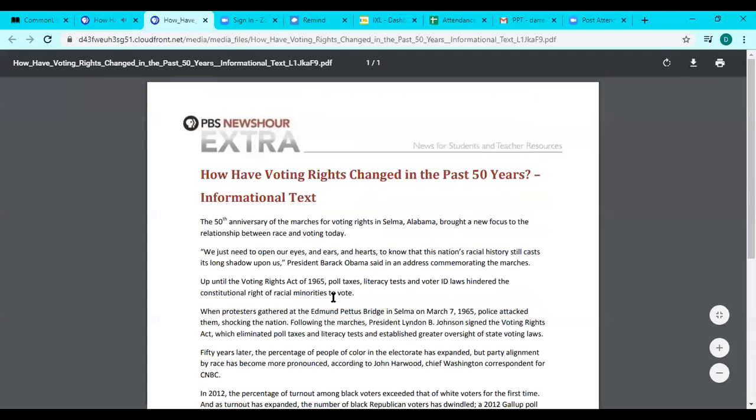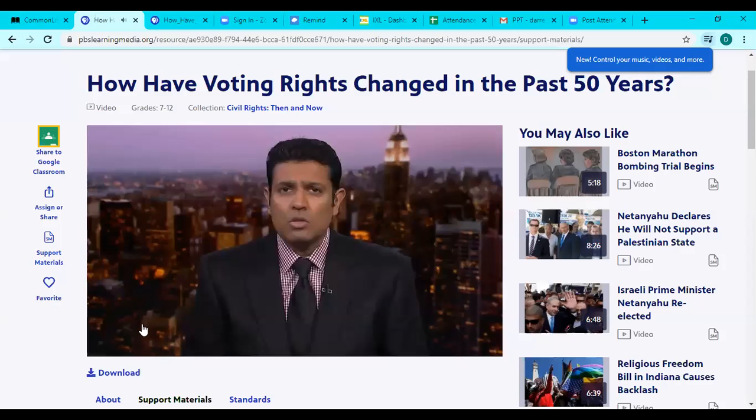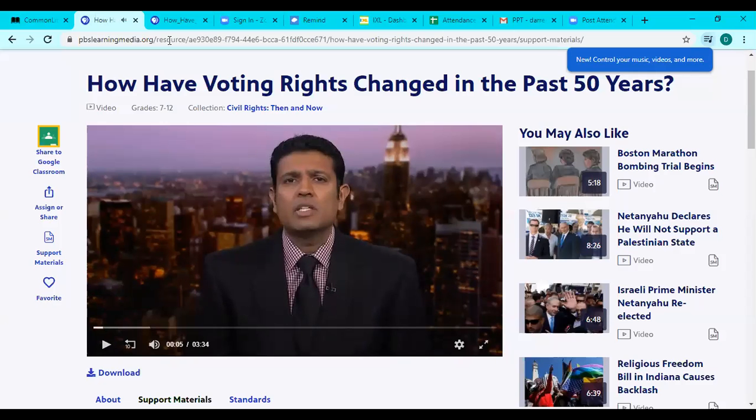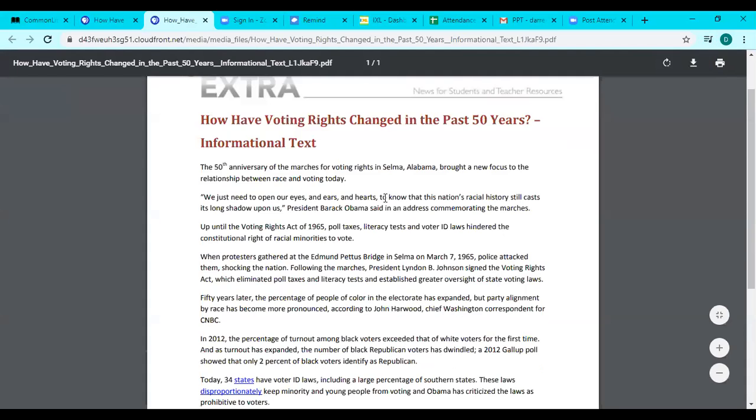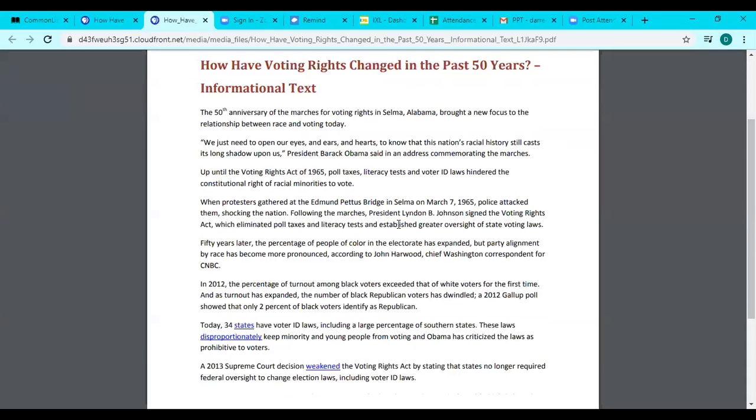So how much did the Voting Rights Act change the political landscape over the past 50 years? All right, so how have voting rights changed in the past 50 years? All right, who wants to go ahead and read for me, please?